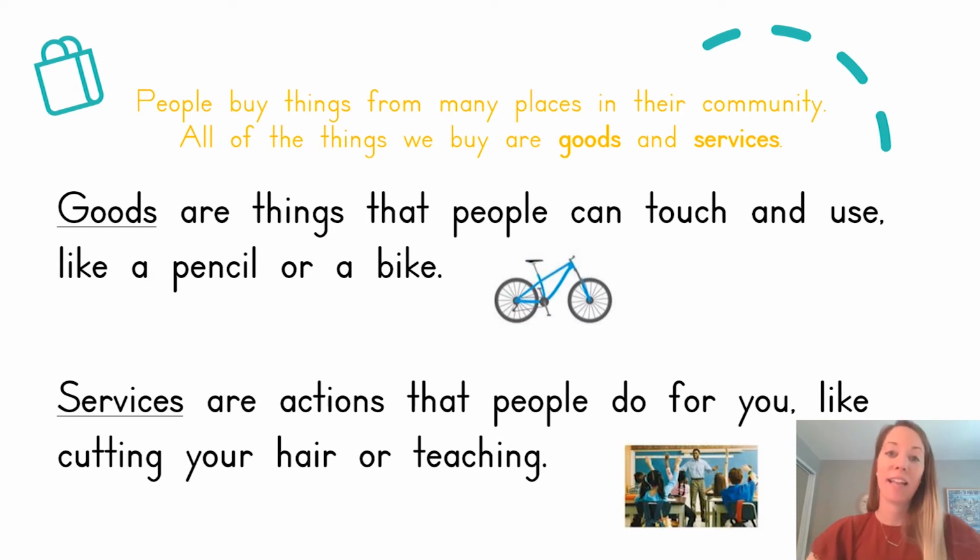So people buy things from many places in their community. All of the things that we buy are either goods or services. Let's talk about what goods and services mean. Goods are things that people can touch and use, like a pencil or a bike. Services are actions that people do for you, like cutting your hair or teaching. If you want to read more about goods and services, there's more in your packet. So go ahead and take a minute to read about them.